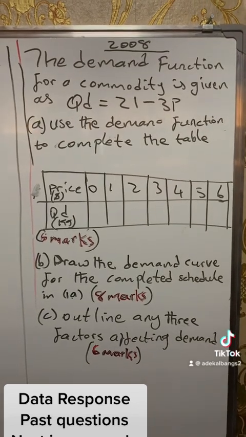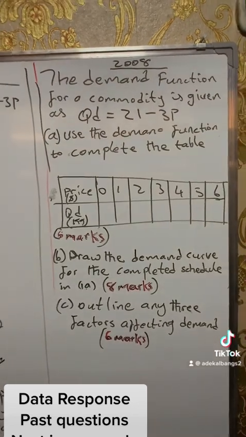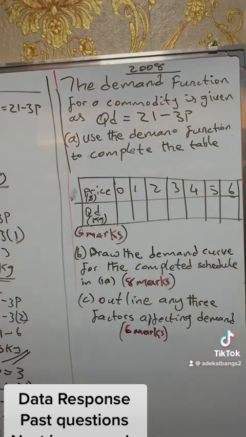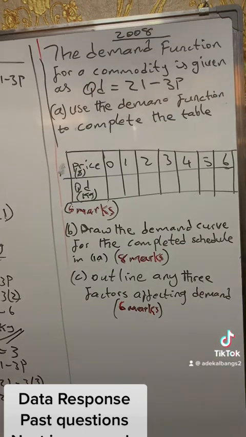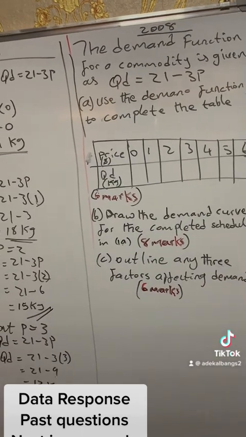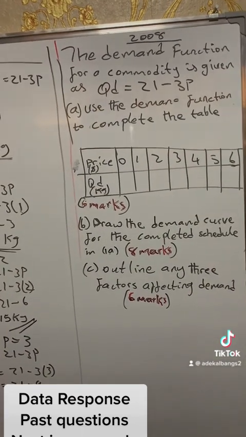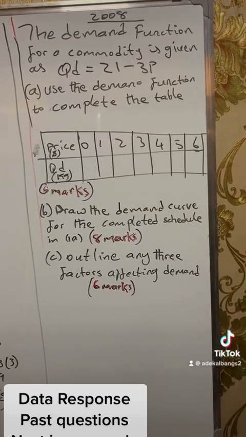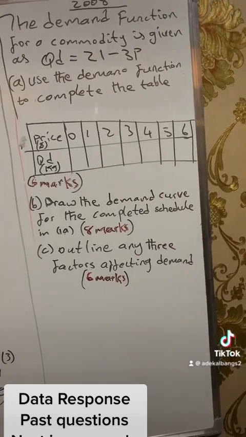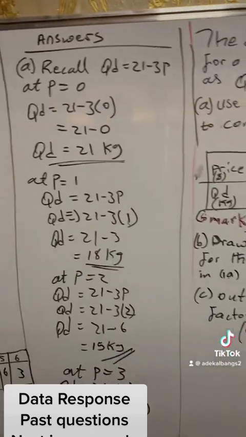B part of the question says, draw the demand curve for the completed schedule in A. 8 marks. This is the most free marks I've ever seen. Very free marks. 8 marks. C says, outline any 3 factors affecting demand. Let's go to the answers.